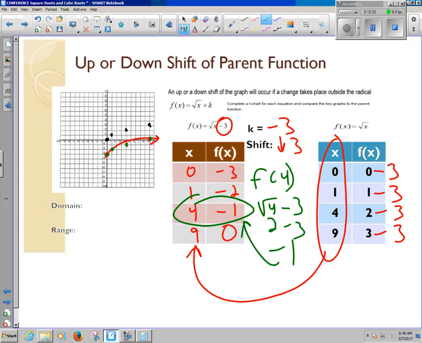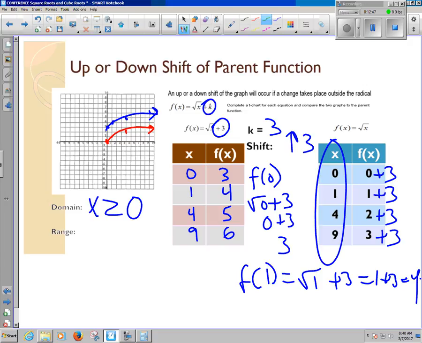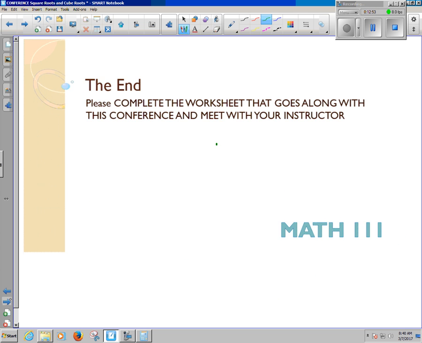Well, let's take a look at our domain. Our domain doesn't change from our parent graph since we do not move left or right. So this is still going to be x greater or equal to 0. And our range now did change, right? So it's going to be y greater or equal to negative 3. Let's just double check. Earlier our range was y greater or equal to 3 since we shifted everything up 3. And that's it.